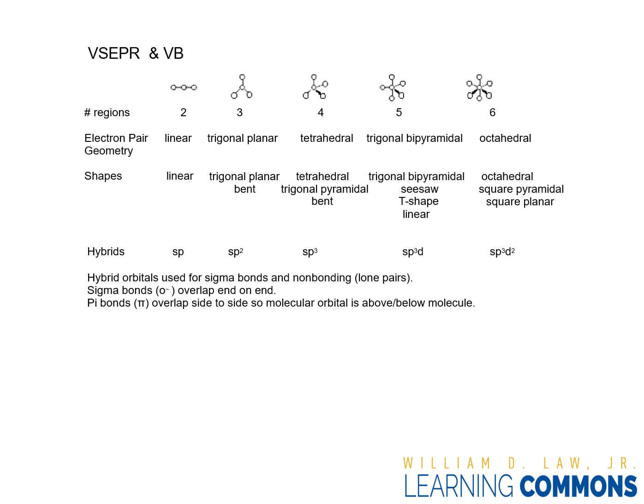This slide discusses the valence shell electron pair repulsion theory for the geometry of the molecule. If you see this: linear, trigonal planar, tetrahedral, and trigonal bipyramidal or octahedral. But here we have to know the hybridization.